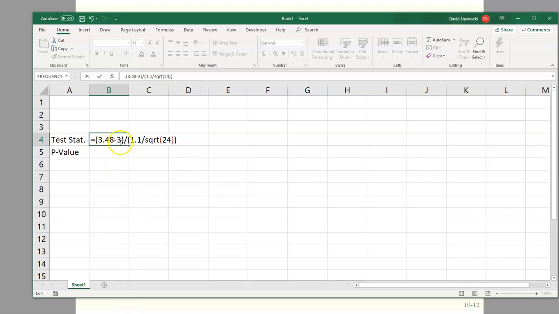Once again, you see right here 3.48 is the x bar, 3 is the mu naught, 1.1 is the population standard deviation sigma, and 24 is the sample size n. Make sure you put parentheses around the numerator and denominator. Be very careful, you will get the wrong answer if you don't do that. Now we just hit enter, and there is our test statistic, 2.138 approximately.